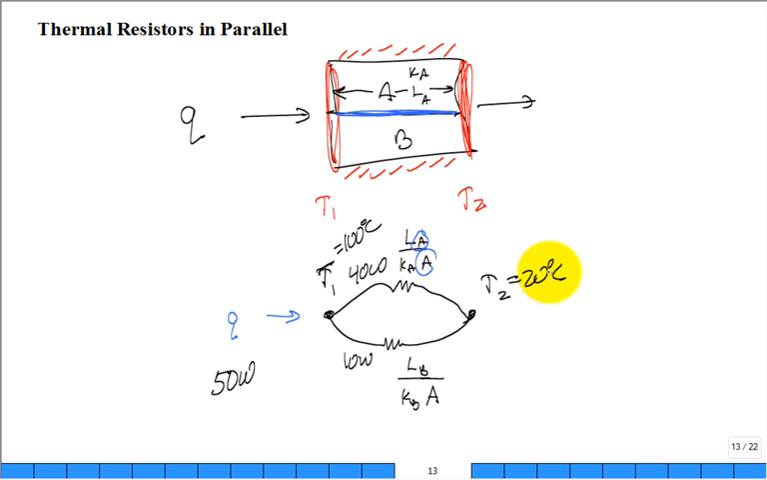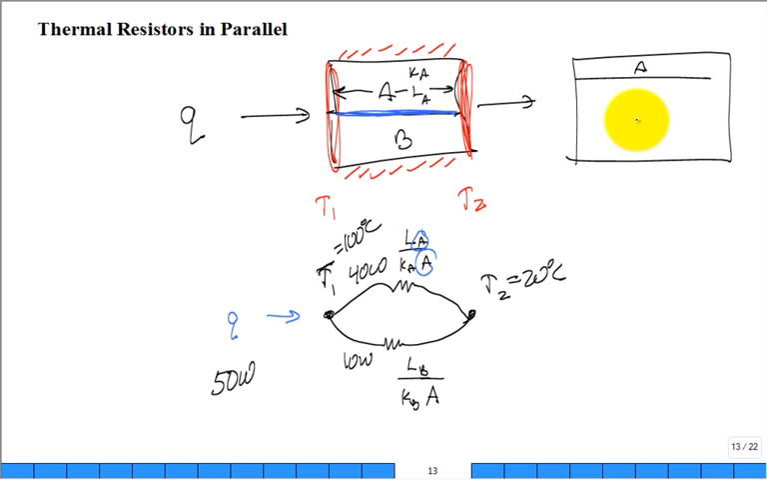Or you could even change it up if you did this. Here's my network, and there's material A, and there's material B. Well, what did I just change? The area of B is a lot bigger than the area for the flow through A.